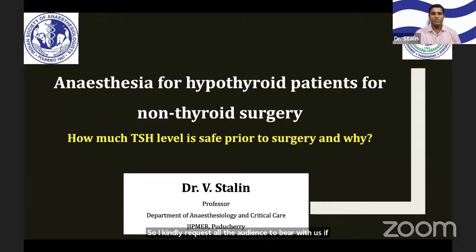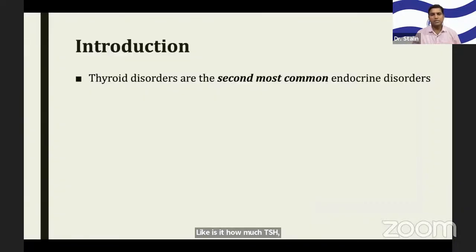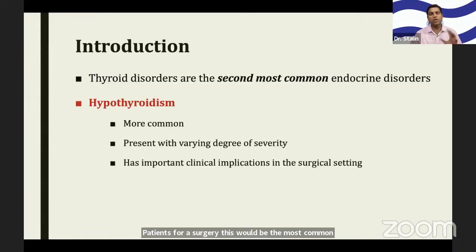So the topic given to me is very specific: how much TSH level is safe prior to surgery and why. For that, we know why hypothyroidism is important to us, because this is the second most common endocrine disorder. If you are coming across any endocrine patient for a surgery, this will be the most common endocrine disorder. Among the thyroid dysfunctions, the most common one is hypothyroidism. It is also a little tricky because patients present with varying degrees of severity, like, as madam said, mild, moderate, severe. So we need to know how to go about managing these patients.